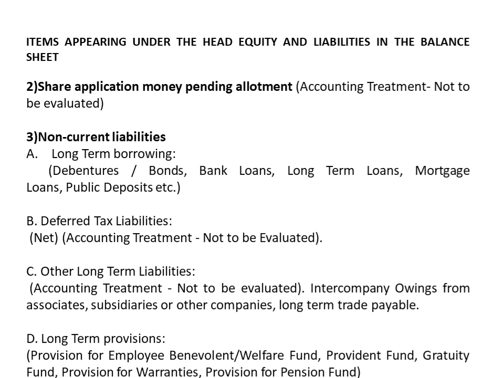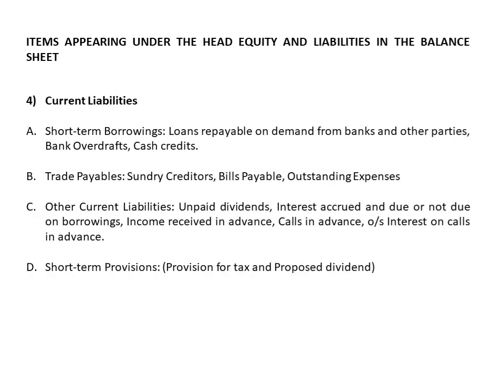Under deferred tax liability, which is also an item under non-current liabilities, there is no accounting treatment, it should not be evaluated. Other long-term liabilities also should not be evaluated. This contains intercompany owings from the associates, subsidiaries, or any other companies. The fourth item under non-current liabilities is long-term provisions. Under this, there are provision for employee benevolent fund, provident fund, gratuity fund, provision for warranties, and provision for pension fund.